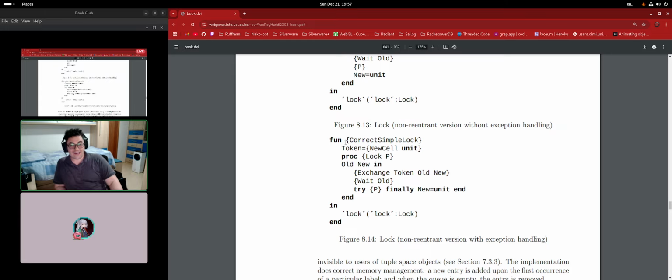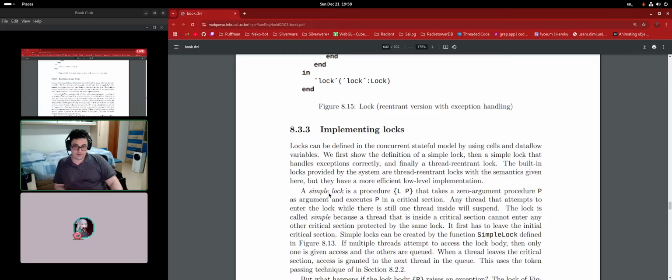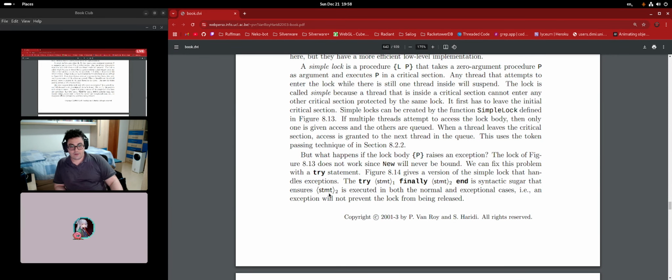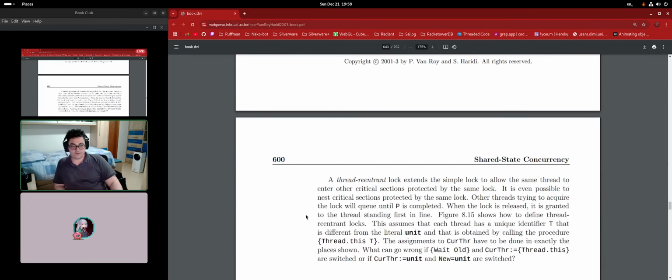So then we have the correct simple lock, which now patches the existence of exceptions, which is essentially just putting try catch, but using the finally, which always executes. So that's pretty nice. This removes repetition. Cool. Then it's talking about the exception.